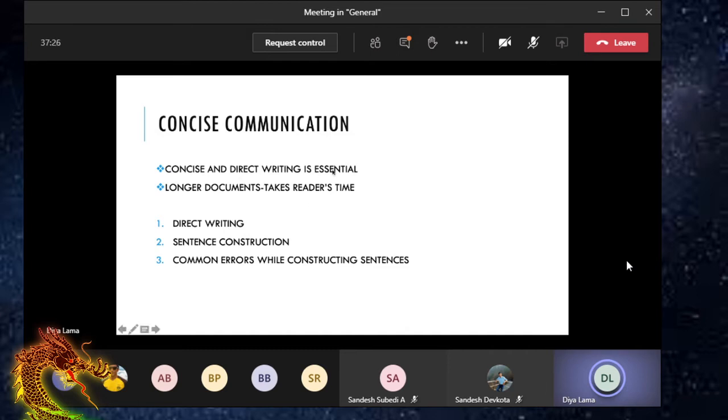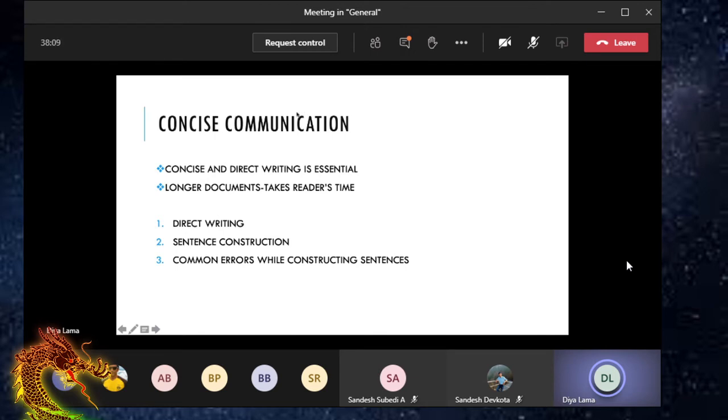So concise and direct writing is essential. Longer documents take readers' time. So you don't want to waste your audience's time by writing something very long, which is unnecessary. Obviously, if it's necessary, then you have to write a long document. So for example, timro manager le timlai a report lekha bhanyo re हैन. So in that case, you have to write a long report. Tara only in cases like that. Aru kurama your document has to always be short and direct.